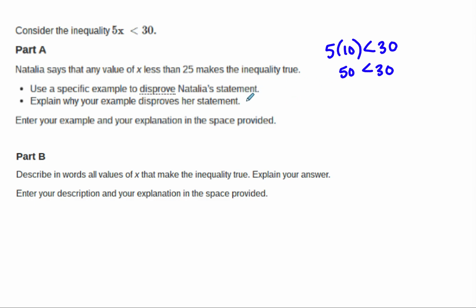Okay, so then I can explain why I do it. For time's sake, I won't write the whole thing out, but I multiply by 10, I get 50, which is greater than 30. All right, and then for part B, describe in words all values of x that make the inequality true. We've got to solve it. 5x is less than 30. To divide by 5 on both sides, we would get x is less than 6. So our answer here is all values less than 6 make it true. So every value less than 6 would make this true.